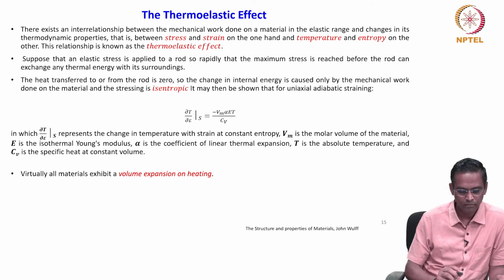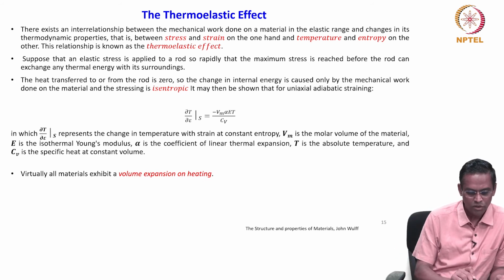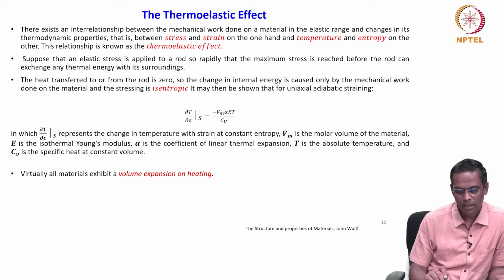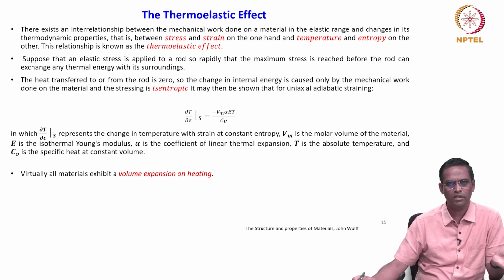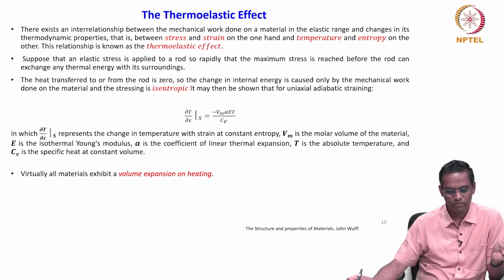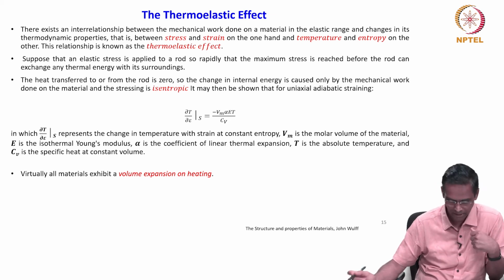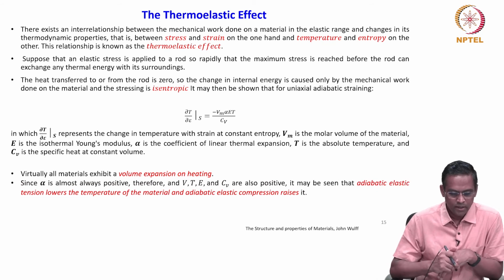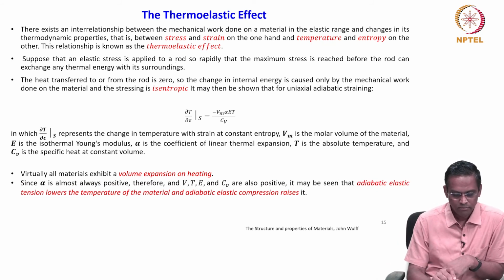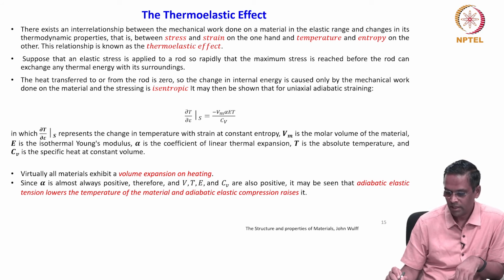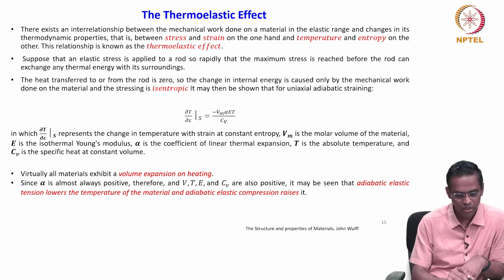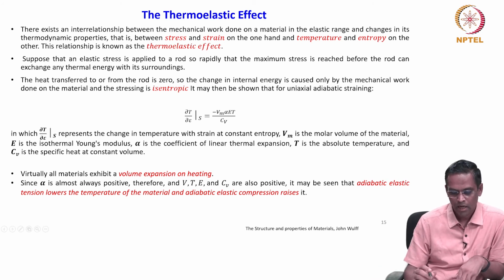for thermoelastic effect. Virtually all materials exhibit a volume expansion on heating. This we all know, right? All materials in general exhibit volume expansion on heating, but certain material gives opposite. You should just guess, or you would have seen this already. Since alpha is almost always positive, therefore Vm, T, E and Cv are also positive. It may be seen that adiabatic elastic tension lowers the temperature of the material and adiabatic elastic compression raises it.